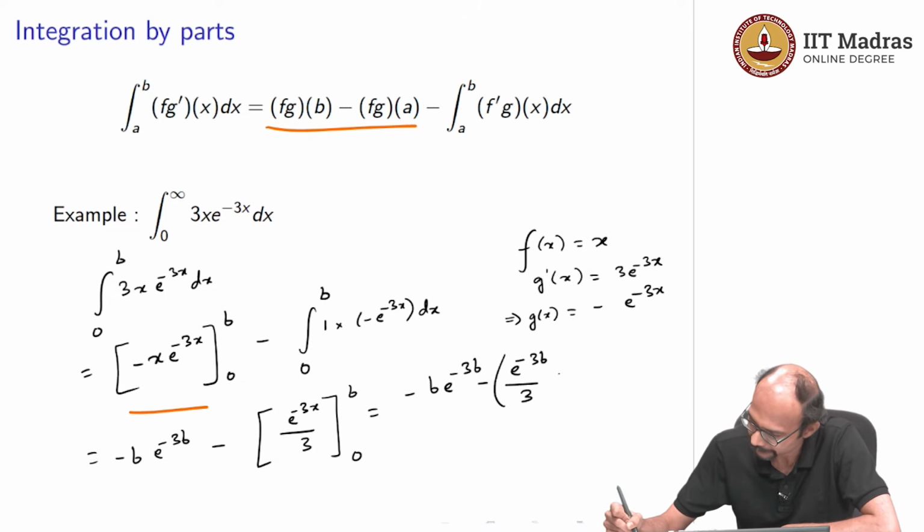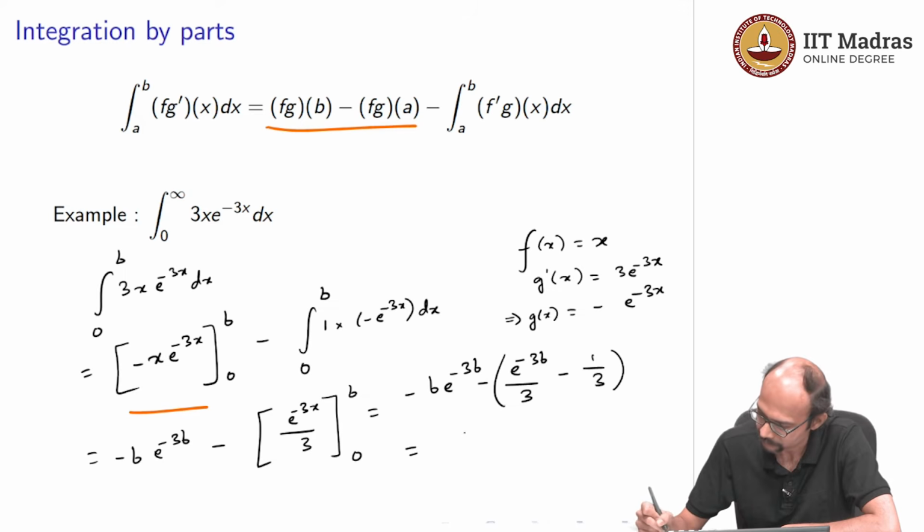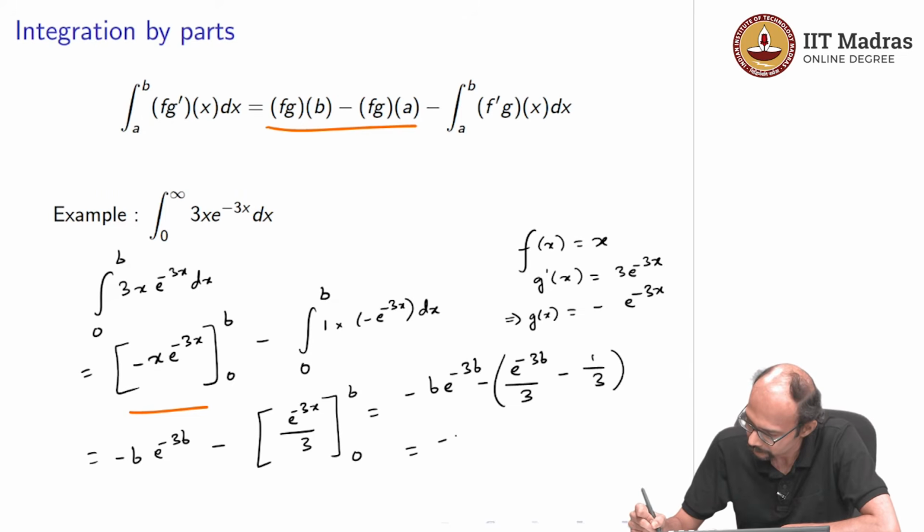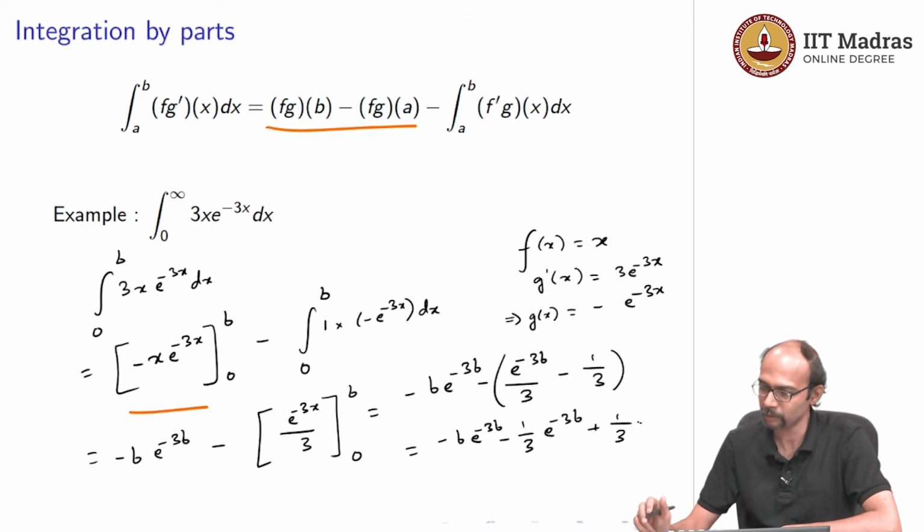I should put this in the bracket, and then minus e to the power minus 3 times 0. So, that is e to the power 0, which is 1. So, this is minus 1/3, and so I get minus 1 minus b times e to the power minus 3b minus 1/3 times e to the power minus 3b, and then plus 1/3. So, I get a constant plus 1/3.